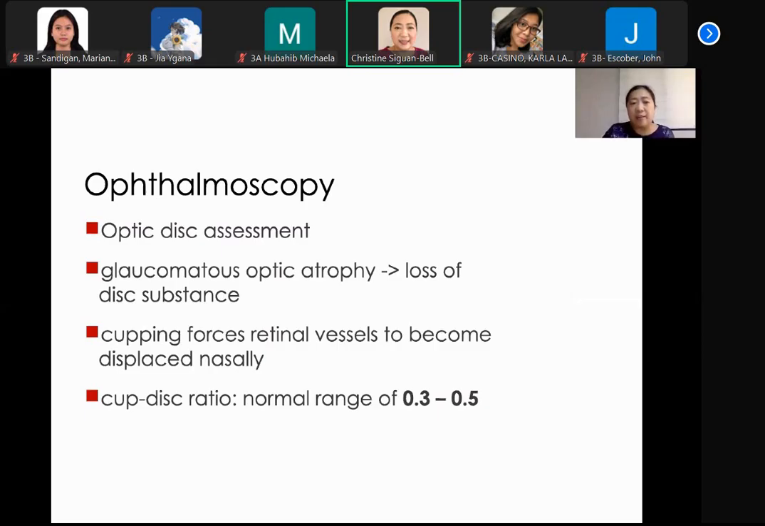So another procedure is ophthalmoscopy. During this time, the optic disc is assessed. We have to take note if the optic disc is glaucomatous in appearance, meaning that it could be an enlarged disc with an enlarged cup-to-disc ratio. There is thinning in the neuroretinal rim, or there is atrophy that is seen. There is disc hemorrhage that is seen. If there is cupping of the optic nerve. The normal cup-to-disc ratio is 0.3 to 0.5.